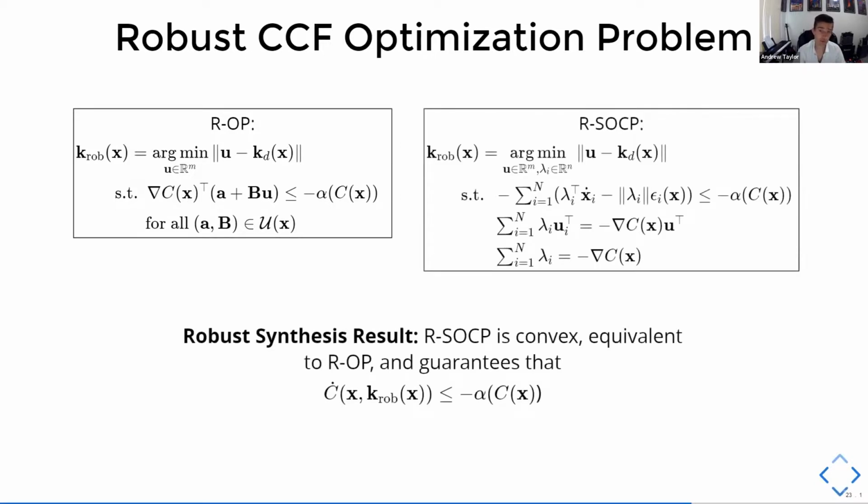The main contribution of this work is to show that we can actually express this optimization problem with an infinite set of constraints as a finite dimensional second-order cone program given on the right. Importantly, the second-order cone program returns a controller that we know will meet the CCF inequality by construction, giving us either stability or safety guarantees as desired.